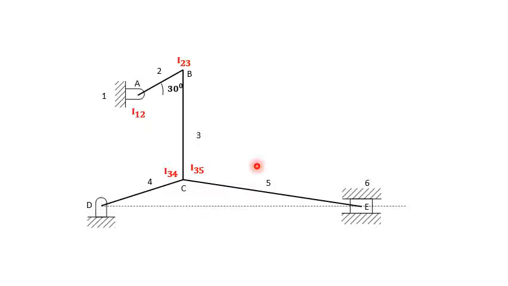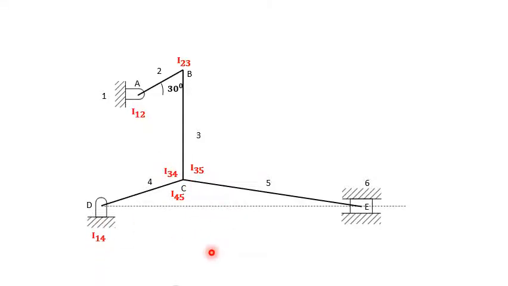So next one, if we consider 3 and 5, the instantaneous center becomes I35. Next, link number 4 and 5 again are pin joint at the same point C. Therefore, instantaneous center of 4 and 5. This point is very important because at this point 3 links are joined together. Therefore, we have to consider 3 instantaneous centers at this point.